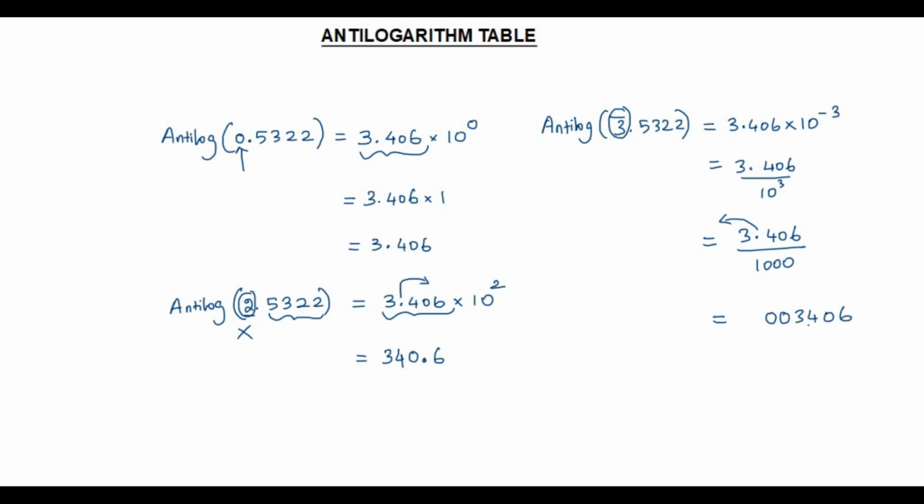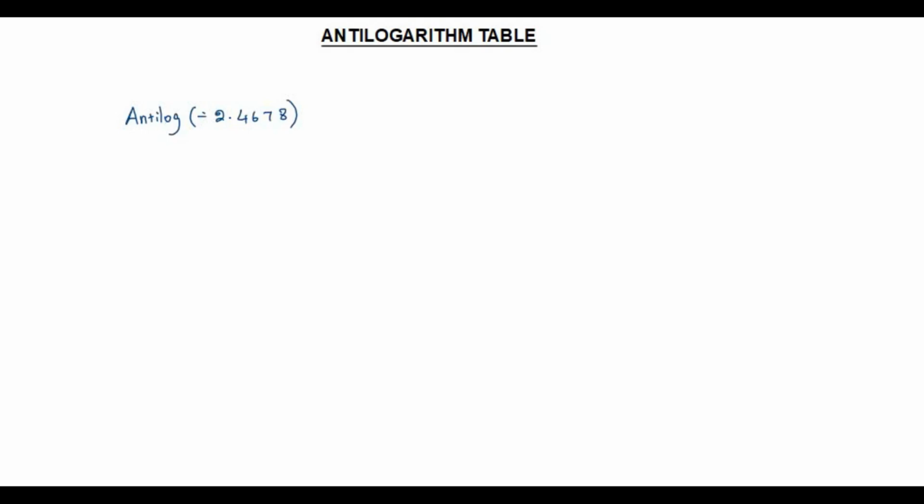003406. Actually I have decimal point here. Because I divide by 1000, I need to move the decimal point 3 digits to the left. Then I will have decimal point here. So the anti-logarithm of bar 3.5322 is equal to 0.003406.